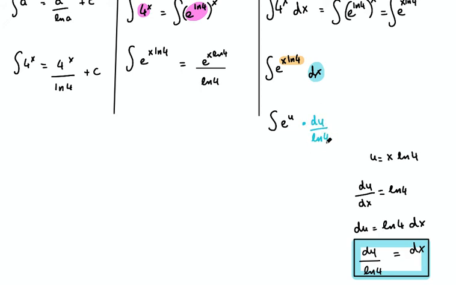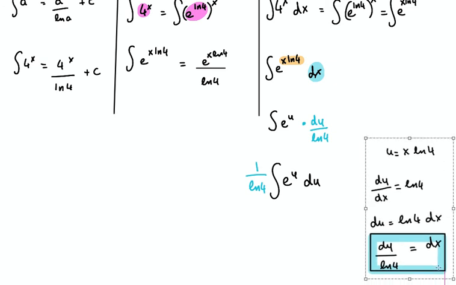What I can do with this, because it's a coefficient and it's multiplying, is take it out. So I can say 1 all over ln 4, and it's going to be the integral of e to the u, and we're integrating it with respect to u. So I'm going to move this over here so we don't get it in the way. When we integrate e to the u, it stays as e to the u, and we multiply in our 1 over ln 4. So we've got e to the u over ln 4, and let's not forget our plus c.